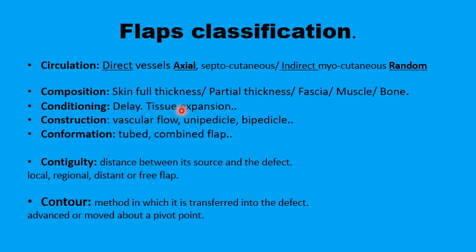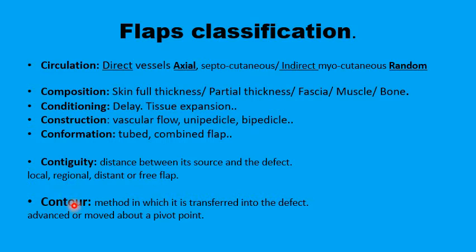The construction of the flap itself refers to the vascular flow, whether through a single pedicle or bipedicle, or the conformation of the flap into a tube or combining flaps. Contiguity refers to the distance between the flap itself and the defect, whether this is direct, local, regional, or distant, or even a free flap.